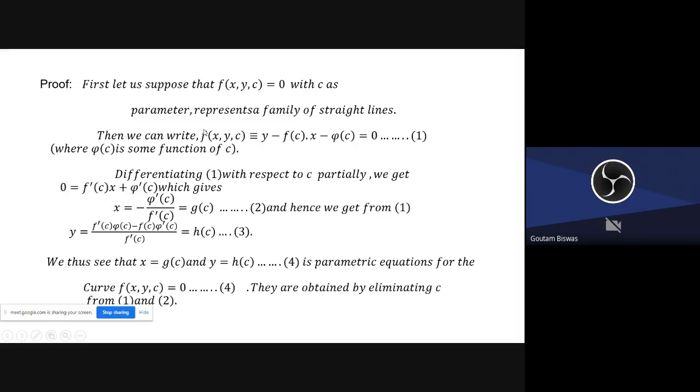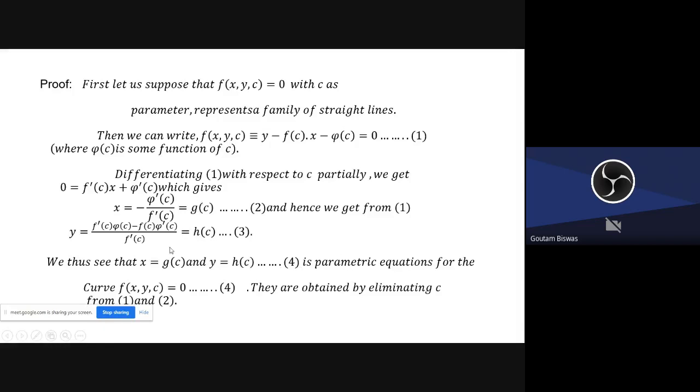So our first duty is to differentiate that equation to get some value of x. Say it is g(c). And from equation 1, put the value of x here. So you will get y equal to this expression. Say this is h(c), a function of c. Is it easy to get? We see that x equal to g(c) and y equal to h(c) are two parametric equations.